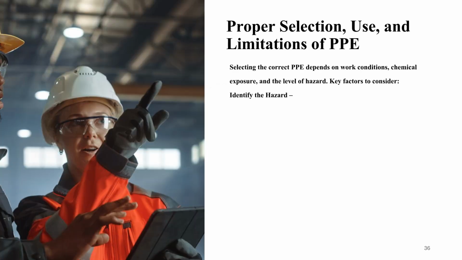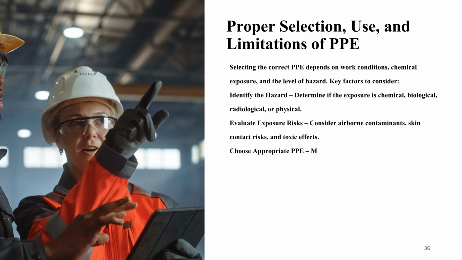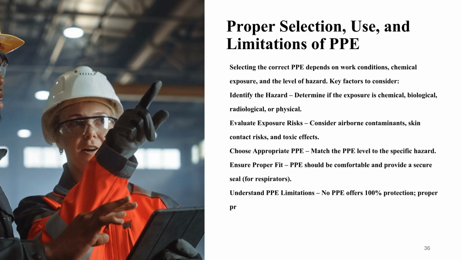Proper selection, use, and limitations of PPE. Selecting the correct PPE depends on work conditions, chemical exposure, and the level of hazard. Key factors to consider: Identify the hazard. Determine if the exposure is chemical, biological, radiological, or physical. Evaluate exposure risks. Consider airborne contaminants, skin contact risks, and toxic effects.